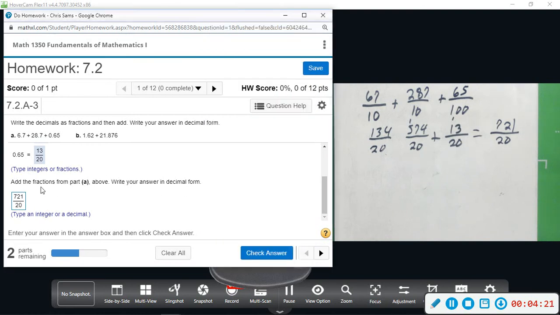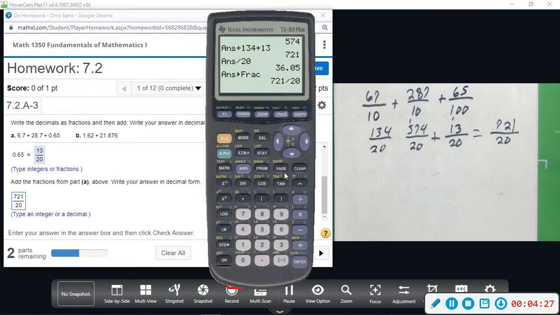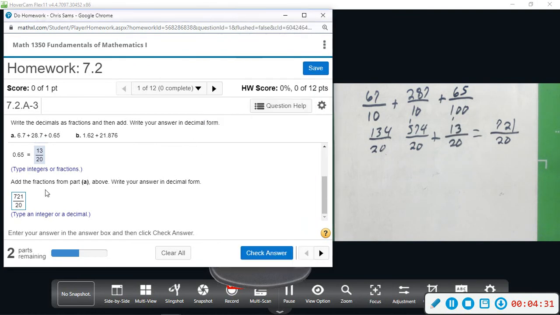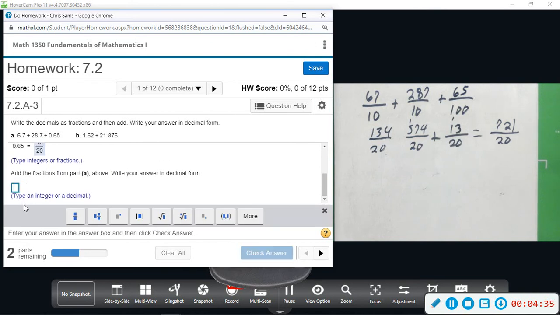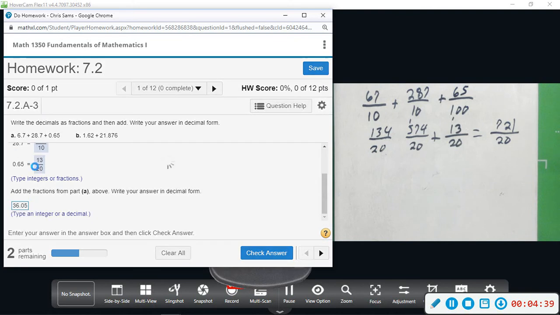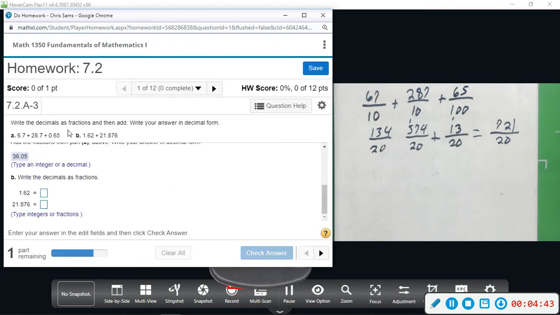So add the fractions part A, write your answer in decimal form. Okay, so they just want it in decimal form, which is 36.05. I just didn't read that. 36.05. Which we could have done the same thing just by adding it up in decimal form.